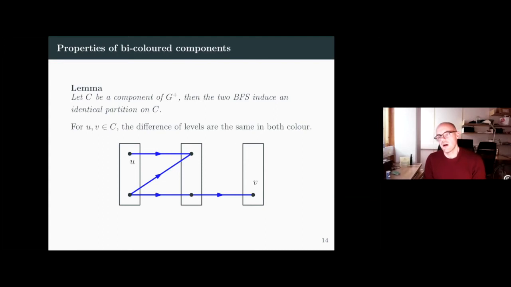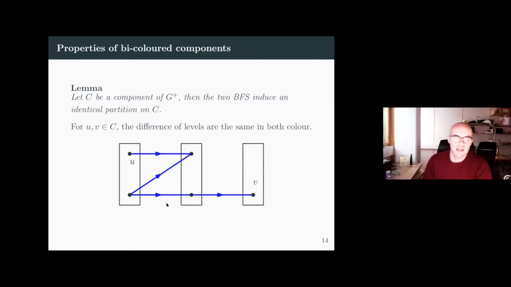What I mean by that is that for every two vertices U and V in this component, the difference of levels is the same in both colors. So for example, you have U and V, and let's say the difference of levels is 2. So U is in the first and V is in the third level, for example, in the blue levels. Then what I claim is that it will be the same for the red levels. Maybe not 1 and 3, but I and I plus 2.